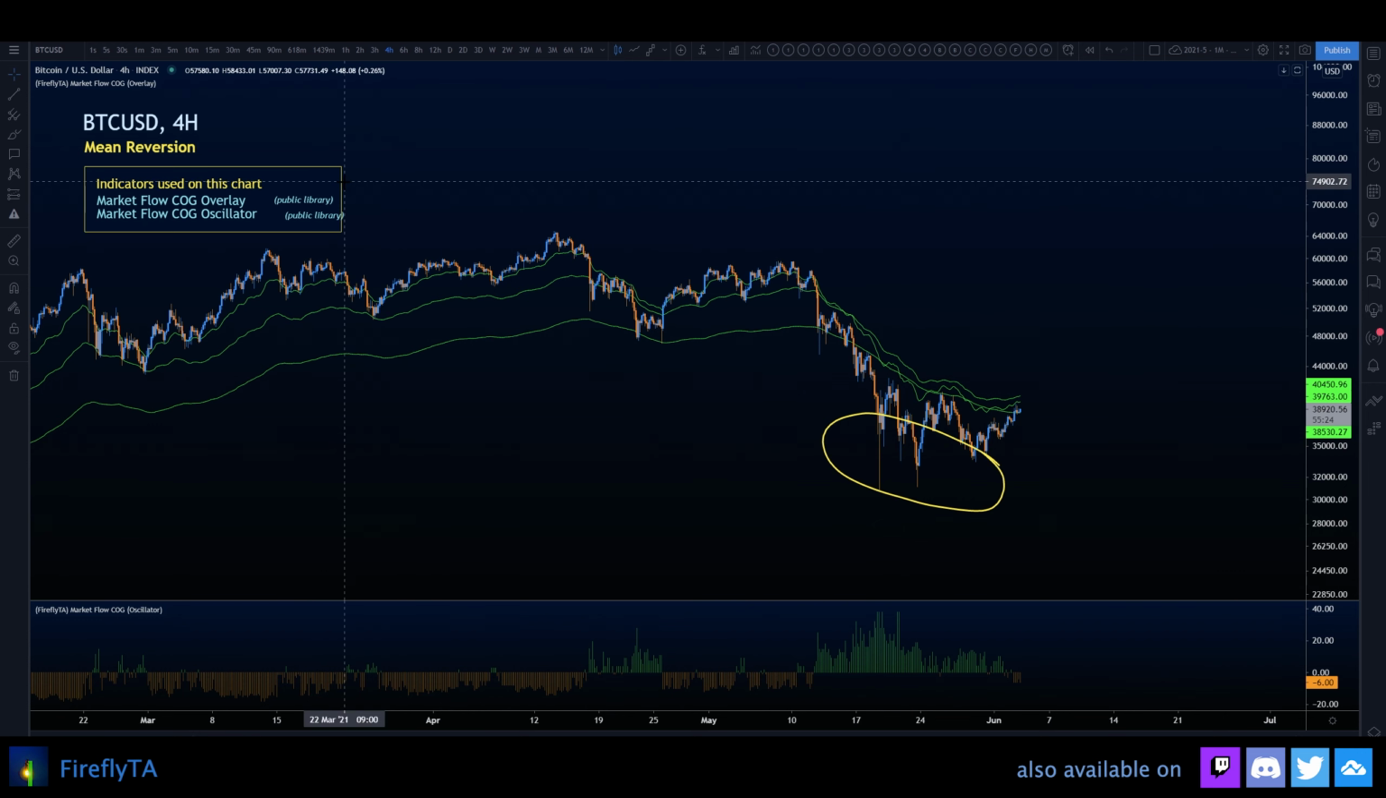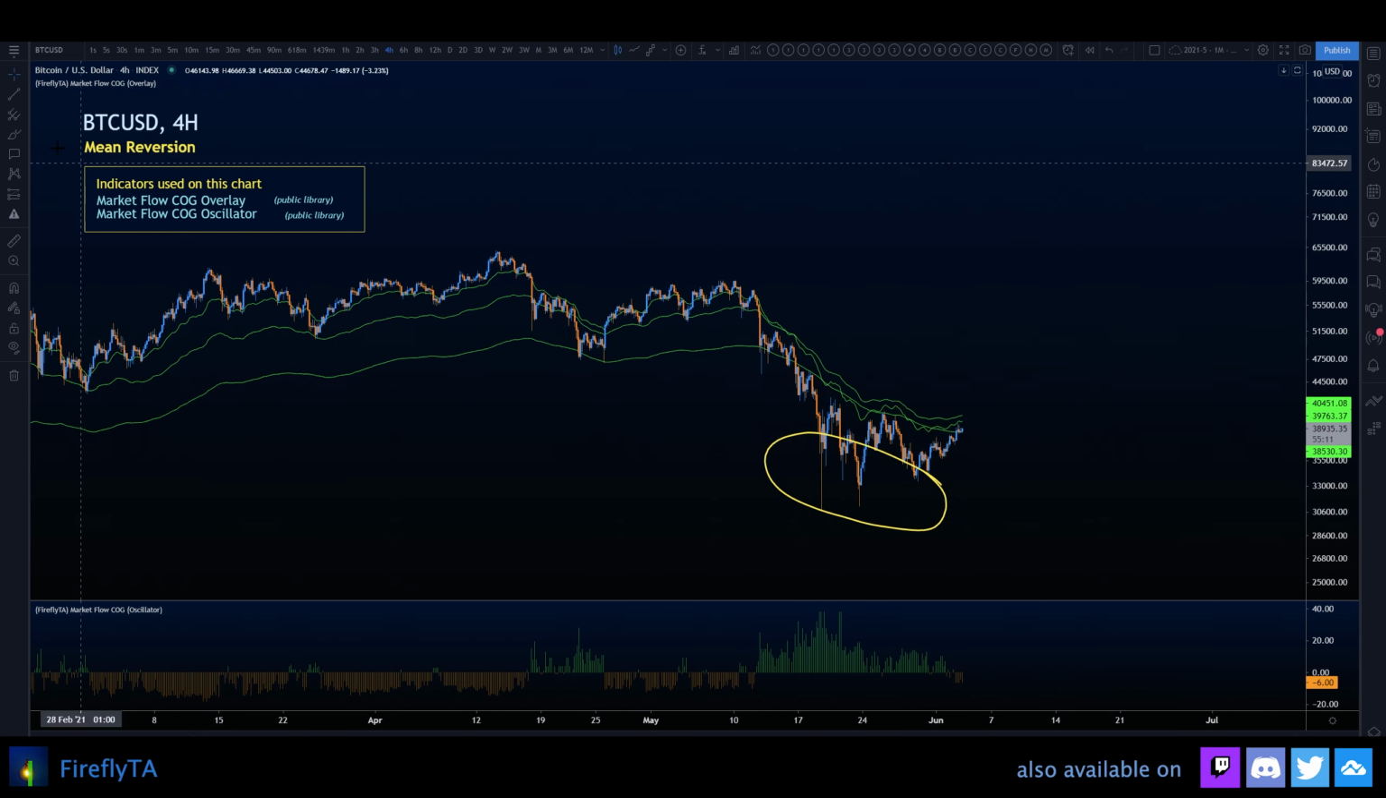This is the market flow chart. You can see market flow, COG overlay, and oscillator indicators. These are my indicators as well. You can find them in the public library, and there is an explanation video on YouTube. It's called Thank You Gift, because these indicators are a gift to my community, my supporters. So you should already know what to look for. If not, watch the video and you will know.